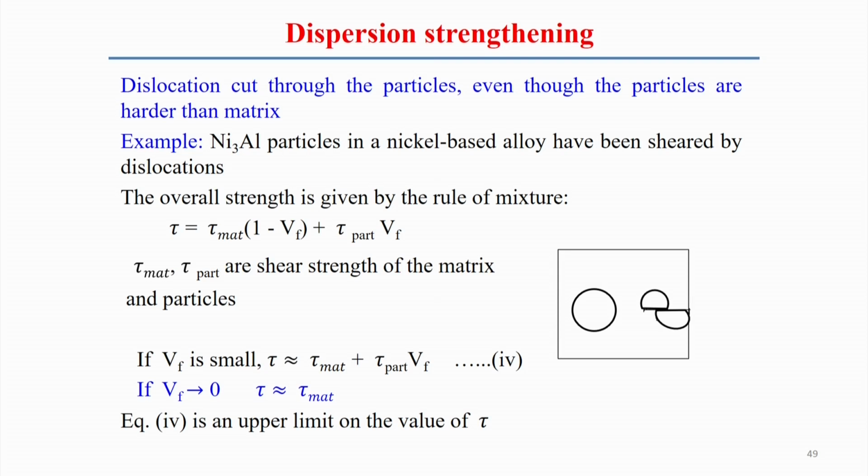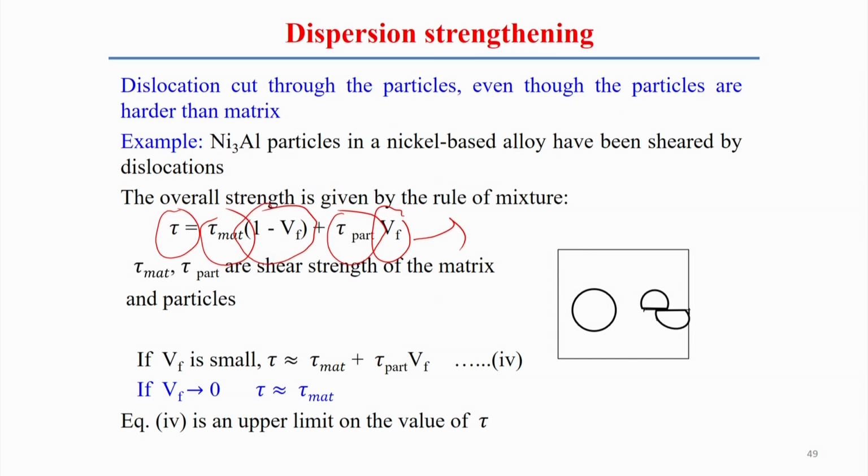Experimentally it is observed that Ni3Al particles, in a nickel based alloy, are sheared by the dislocations. Mathematically, the overall strength is given by the rule of mixtures. The matrix strength is tau mat and the particle strength is tau particle. We consider the strength level proportionately based on the volume fraction: Vf is the volume fraction of the particles here, and 1 minus Vf is the remaining matrix.